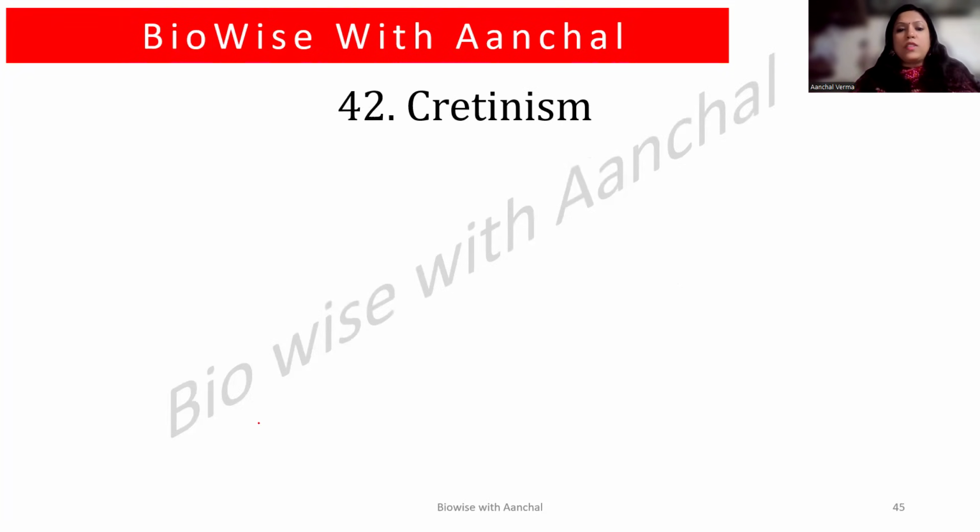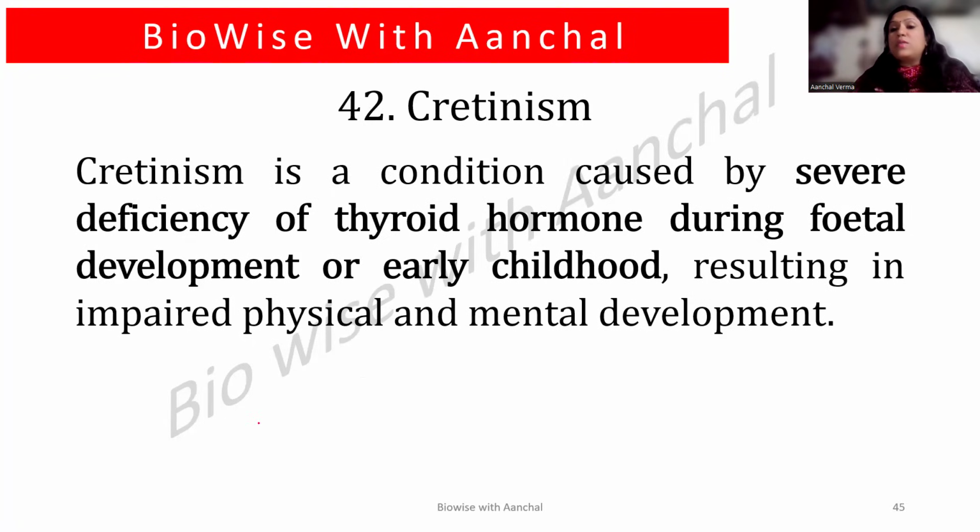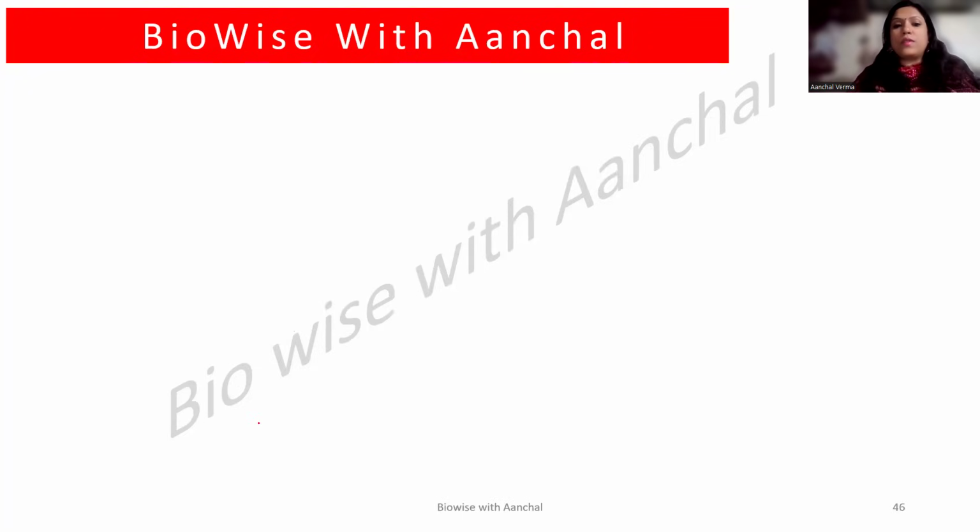Okay. Next one is cretinism. Cretinism, C for cretinism, C for children. So cretinism is actually in children. Cretinism is a condition caused by severe deficiency of thyroid hormone during fetal development or early childhood, resulting in impaired physical and mental development. This is hyposecretion of the thyroid gland, hypothyroidism. Always remember cretinism, C for cretinism, C for children.